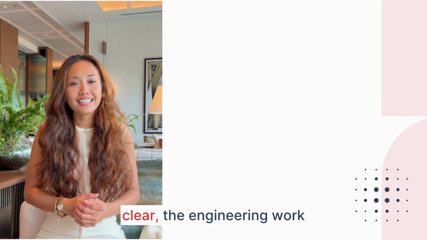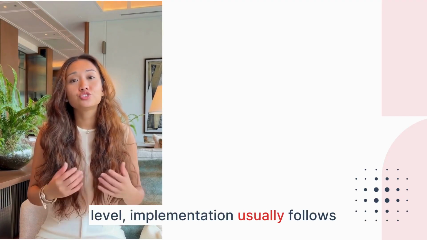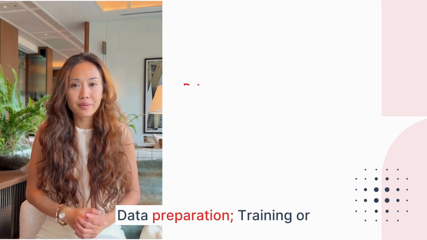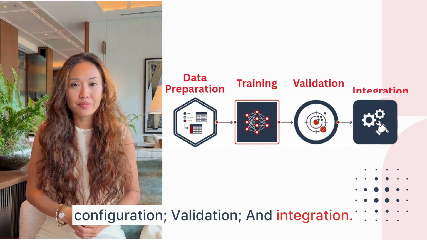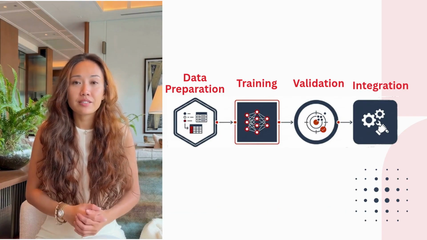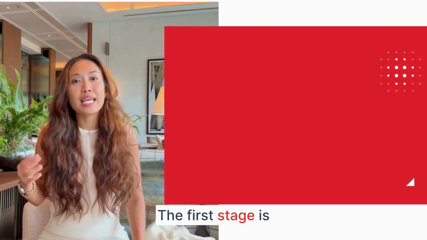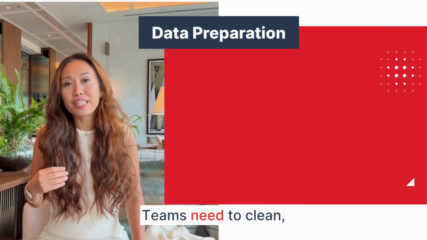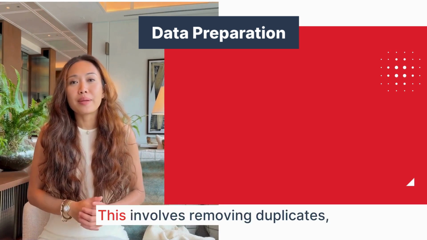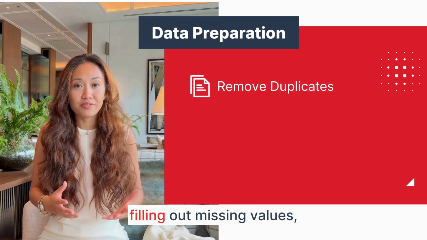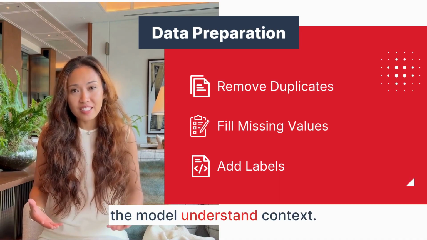Once the strategy is clear, the engineering work begins. At a high level, implementation usually follows 4 stages: data preparation, training or configuration, validation, and integration. The exact details vary from project to project, but the process is generally similar. The first stage is preparing the data. Teams need to clean, label, and structure the data that the model will learn from. This involves removing duplicates, filling out missing values, adding labels to help the model understand context.